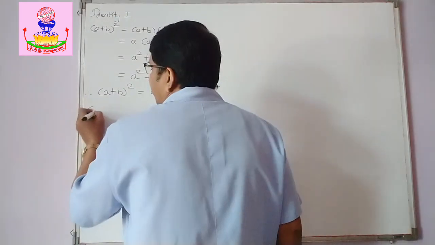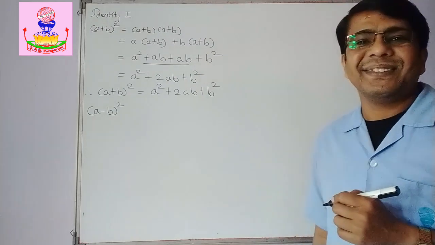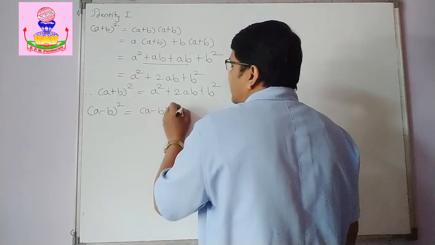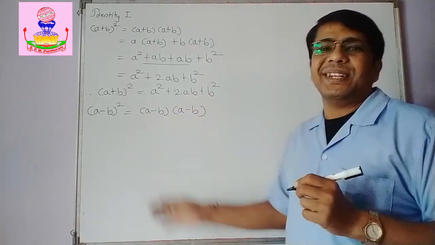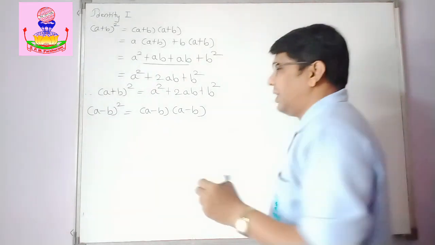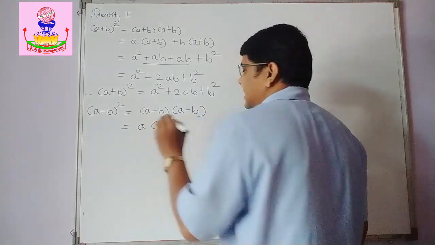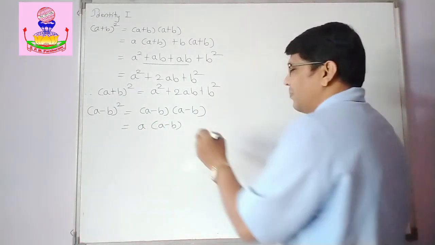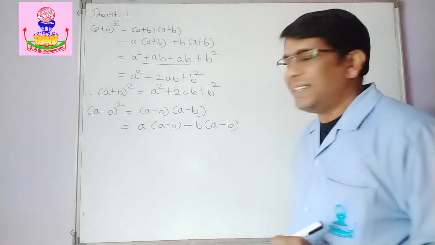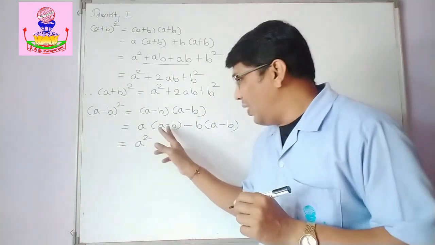Now let us study identity number 2, which is (a minus b) whole square. Here, (a minus b) whole square means what? (a minus b) into (a minus b). Multiplication of binomial by binomial. We know it. So what can we do? Open the bracket of the first expression and multiply the second bracket. a into (a minus b) minus b into (a minus b).